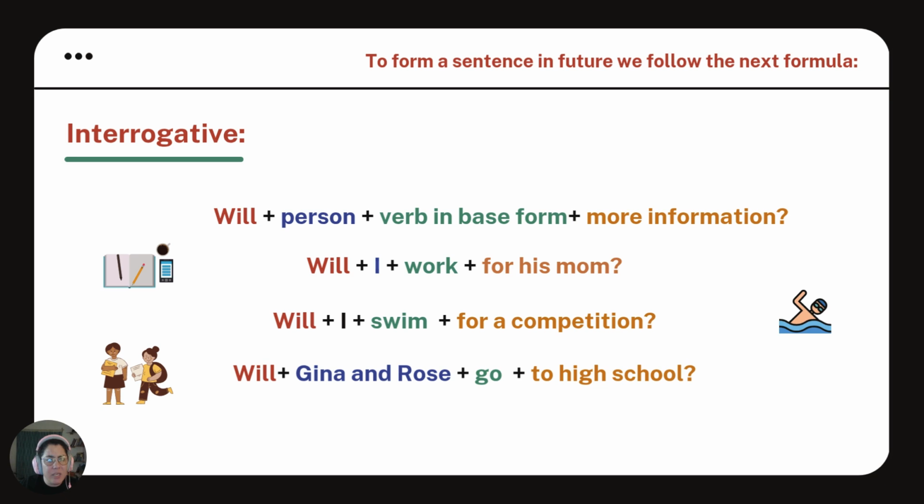Then, if we take out will, the sentence is just like the present. I work for his mom. Then, to make it future interrogative, we add will. Will I work for his mom? Then, the only thing that changes is the will at the beginning. This is very important to know. The sentences always have the same order.